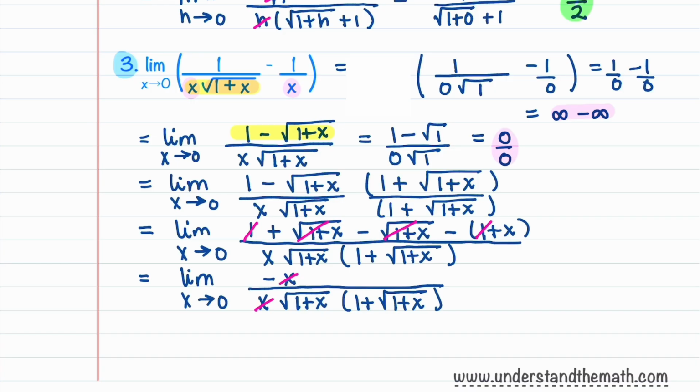And now we can go ahead and plug in x is 0. So up top we get a minus 1. And then in our denominator we have square root of 1. And then we have a 1 plus square root of 1. So this is minus 1, all divided by 2. And that's the value of our limit. Remember that in this example, we used two techniques. We got a common denominator, and then we multiplied by a conjugate.